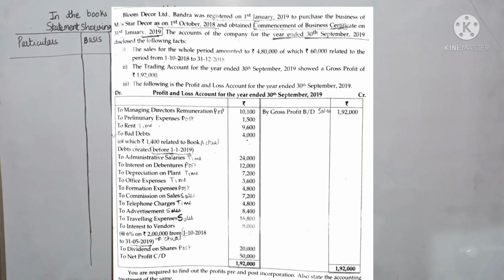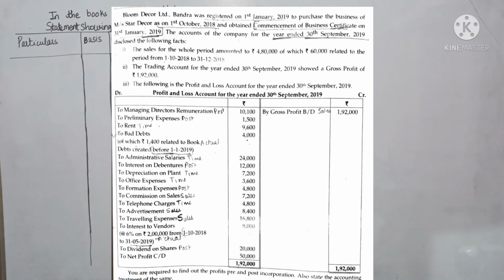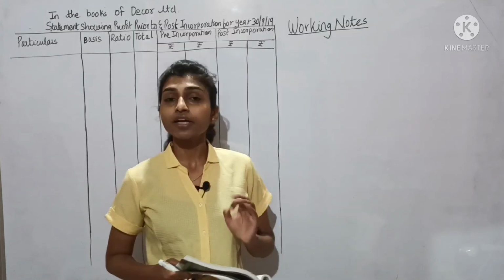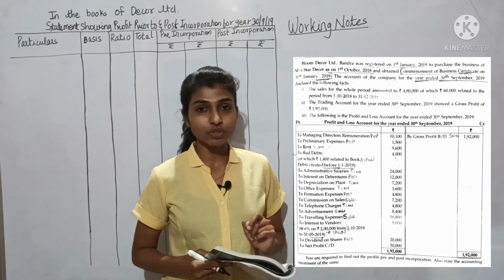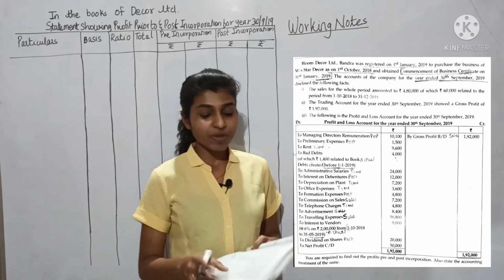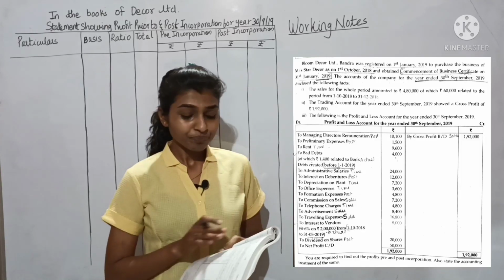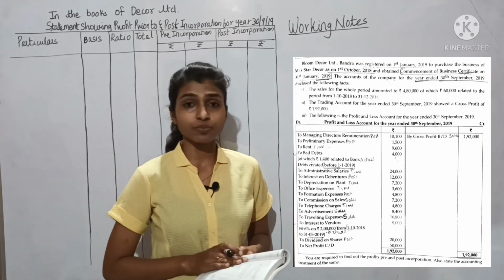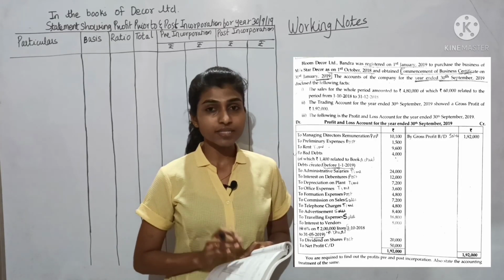So first of all we have to make the working note. In working note, 3 dates are important. Why is it important? Because we have to find time ratio and sales ratio. And these expenses which are given in the debit side and in the credit side, we have to allocate these expenses or income on the basis of time ratio and sales ratio.